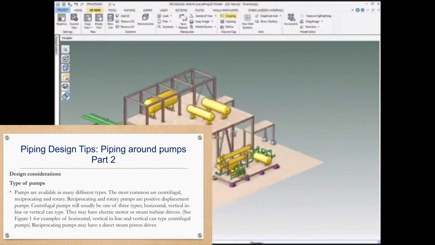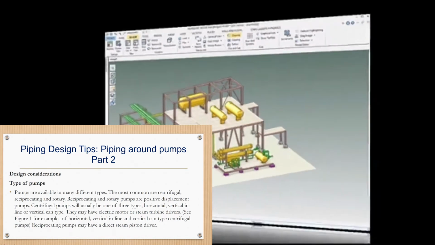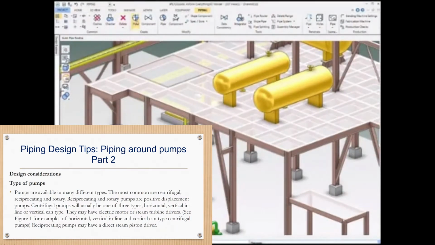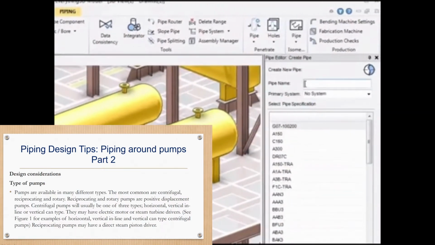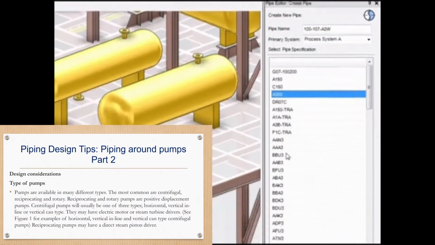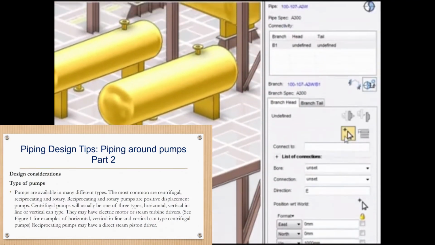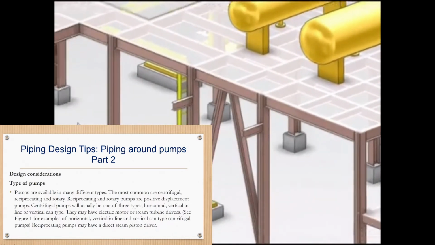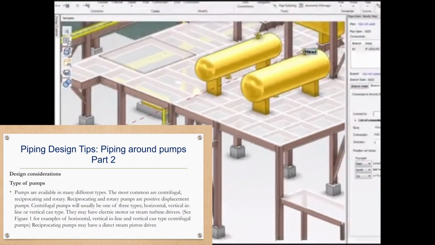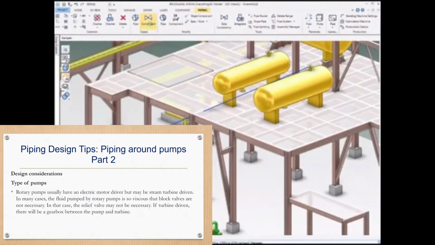Type of pumps. Pumps are available in many different types. The most common are centrifugal, reciprocating, and rotary. Reciprocating and rotary pumps are positive displacement pumps. Centrifugal pumps will usually be one of three types: horizontal, vertical inline, or vertical can type. They may have electric motors or steam turbine drivers, which can be used, for example, in the horizontal and vertical inline and vertical can type centrifugal pumps. And reciprocating pumps may have a direct steam piston driver.